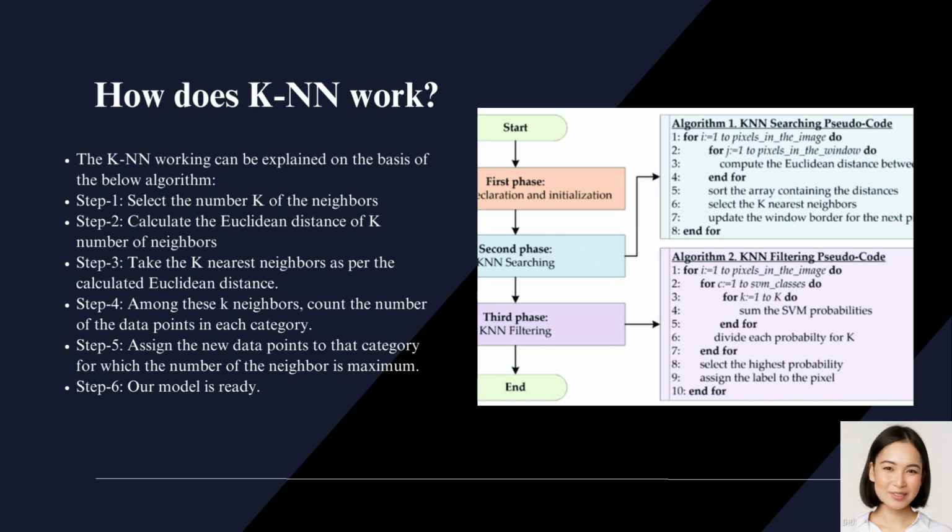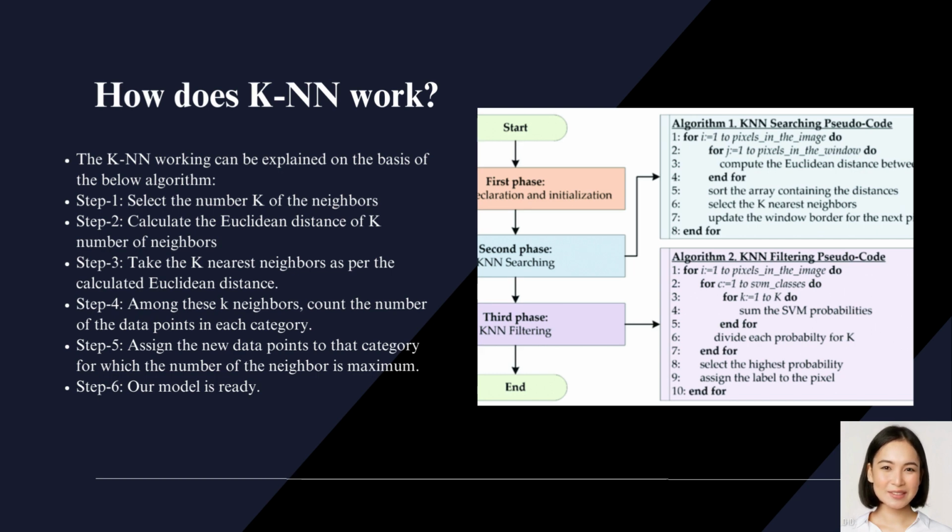1. Load the training data. Start by loading the labeled dataset that consists of input features and corresponding class or target values. 2. Determine the value of K. Choose an appropriate value for K, which represents the number of neighbors to consider.